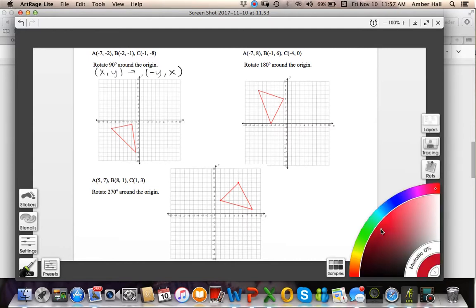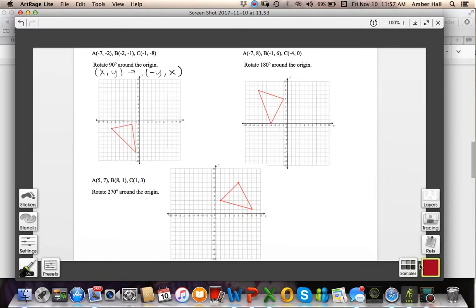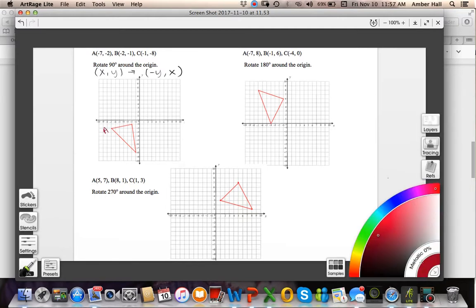For A, let's do it in red. I'm going to label my points on my triangle. -7, -2, this is A. I'll just go ahead and label them all. B is at -2, -1, and C is at -1, 8. These are all the pre-image. So when I'm doing A, I started at -7, -2, and this is my rule, that's my notation.